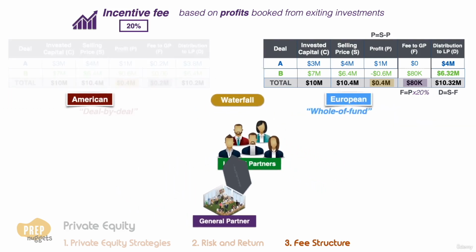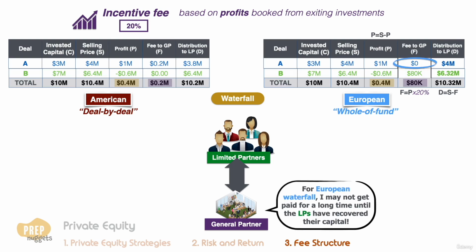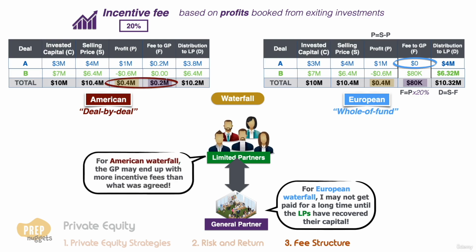Each of the two arrangements have their own shortcomings. For the whole-of-fund waterfall arrangement, the GPs may not receive any incentive fee for a long time. For the deal-by-deal waterfall arrangement, we may end up with a case where the GP ends up with more incentive fees than is agreed on, as in this case.